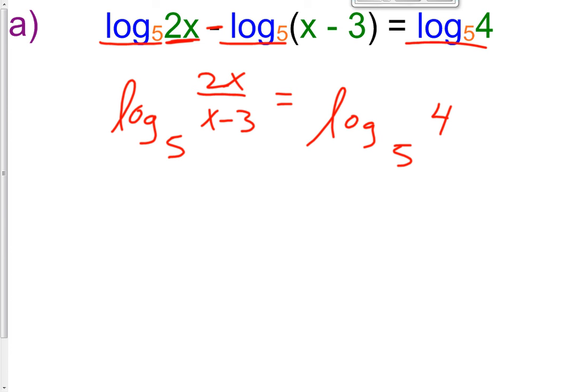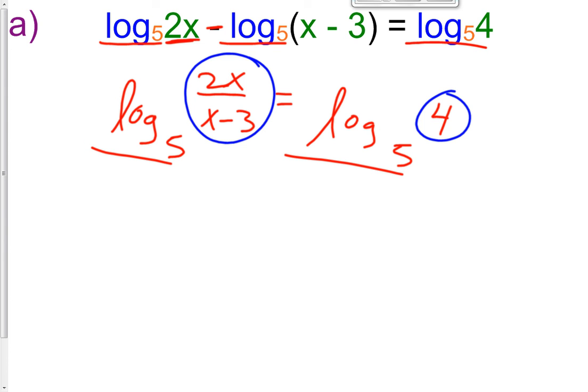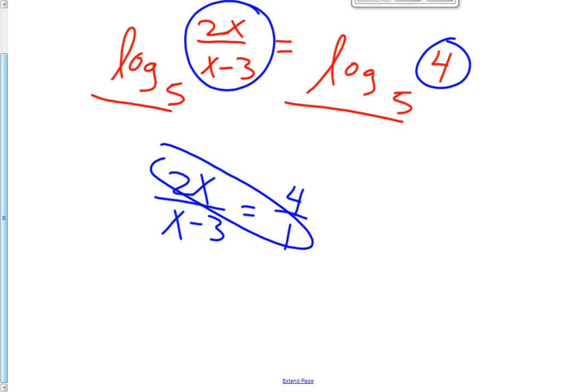Now I see that they have the same log base 5. Log base 5, log base 5. That tells me, in yesterday's lesson you learned this, that 2x over x minus 3 equals 4. 2x over x minus 3 equals 4 over 1. How do you solve for x now? A proportion, you cross multiply.